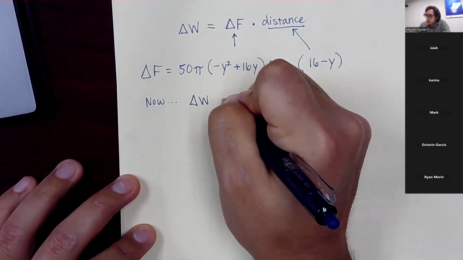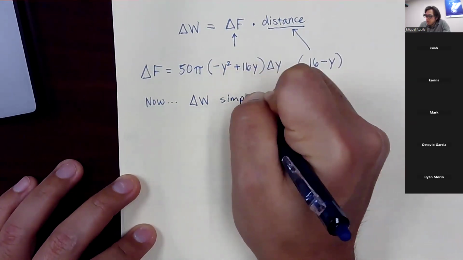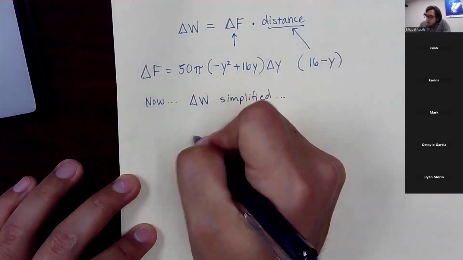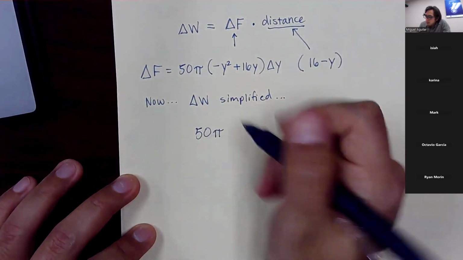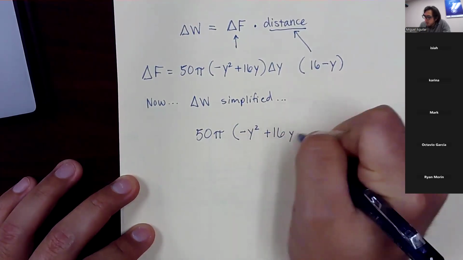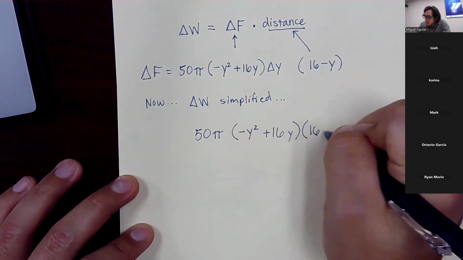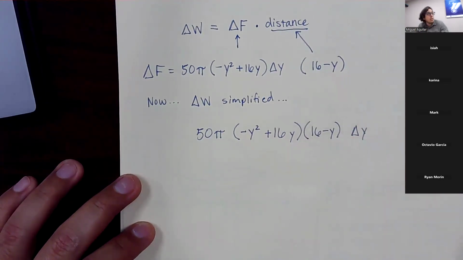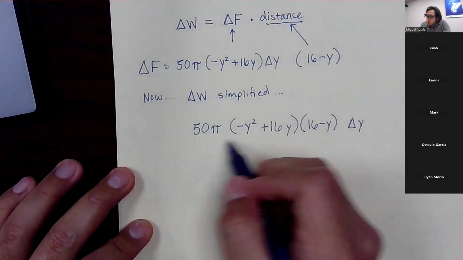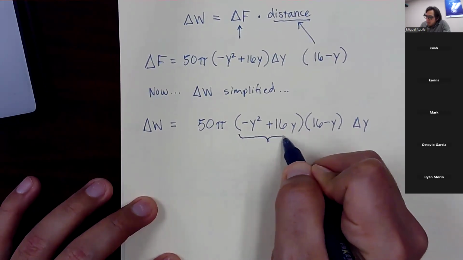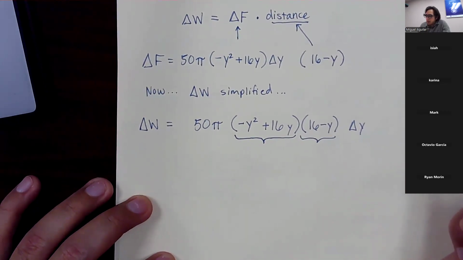Delta work needs to be simplified, right? Just to make the integration a little bit easier for us. I'm going to rearrange this to 50 pi in the front, and then I'm going to put the negative y squared plus the 16y here. I'm going to bring this other parentheses, the 16 minus y, and then I'm going to throw the delta y in the back because when we integrate that, that delta y is going to be a dy, right? So we always like to have that sort of in the back of the expression. This full thing now is what our delta work is, but we need to FOIL this guy out with this guy out, okay?